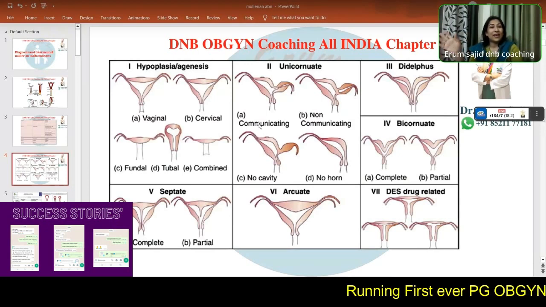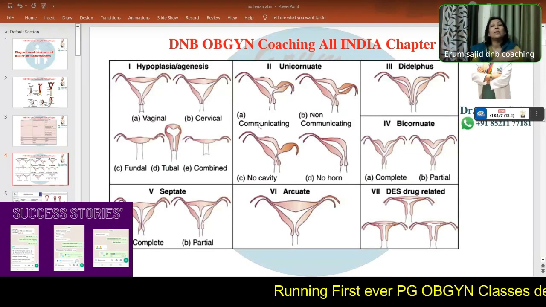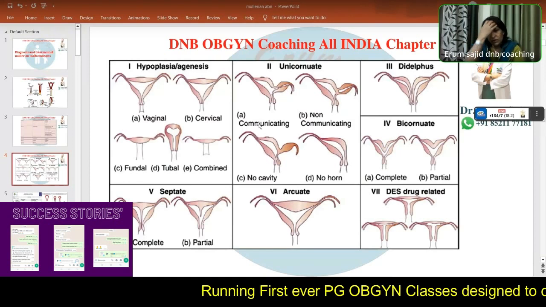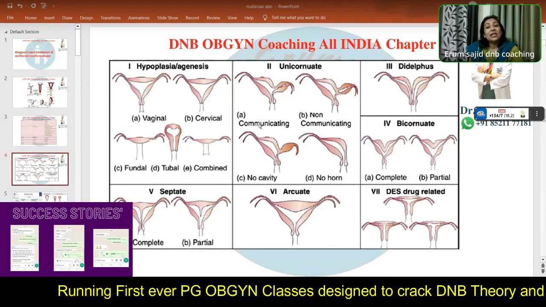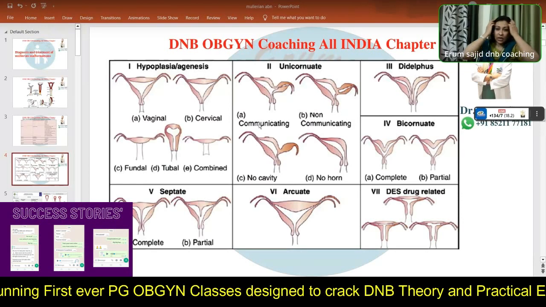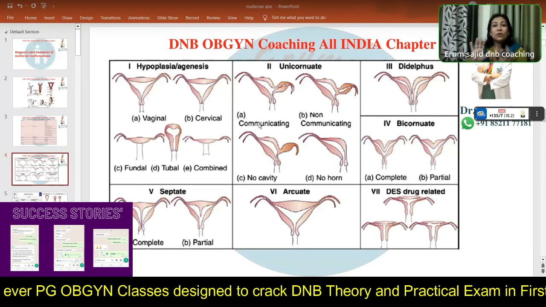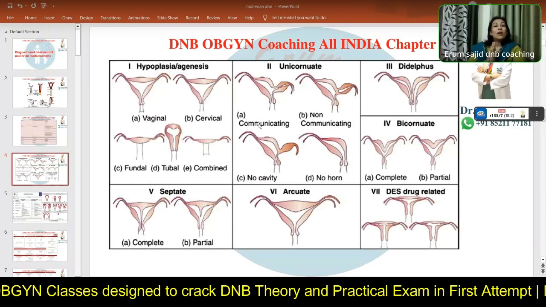And then comes last, like I said, vestigial, you don't see it very often, T-shaped cavity, and you'll not be able to appreciate it even if it's a T-shaped cavity. So that's DES for you. That is diethylstilbestrol drug-related problem. I think you have got something. So what did I tell you?